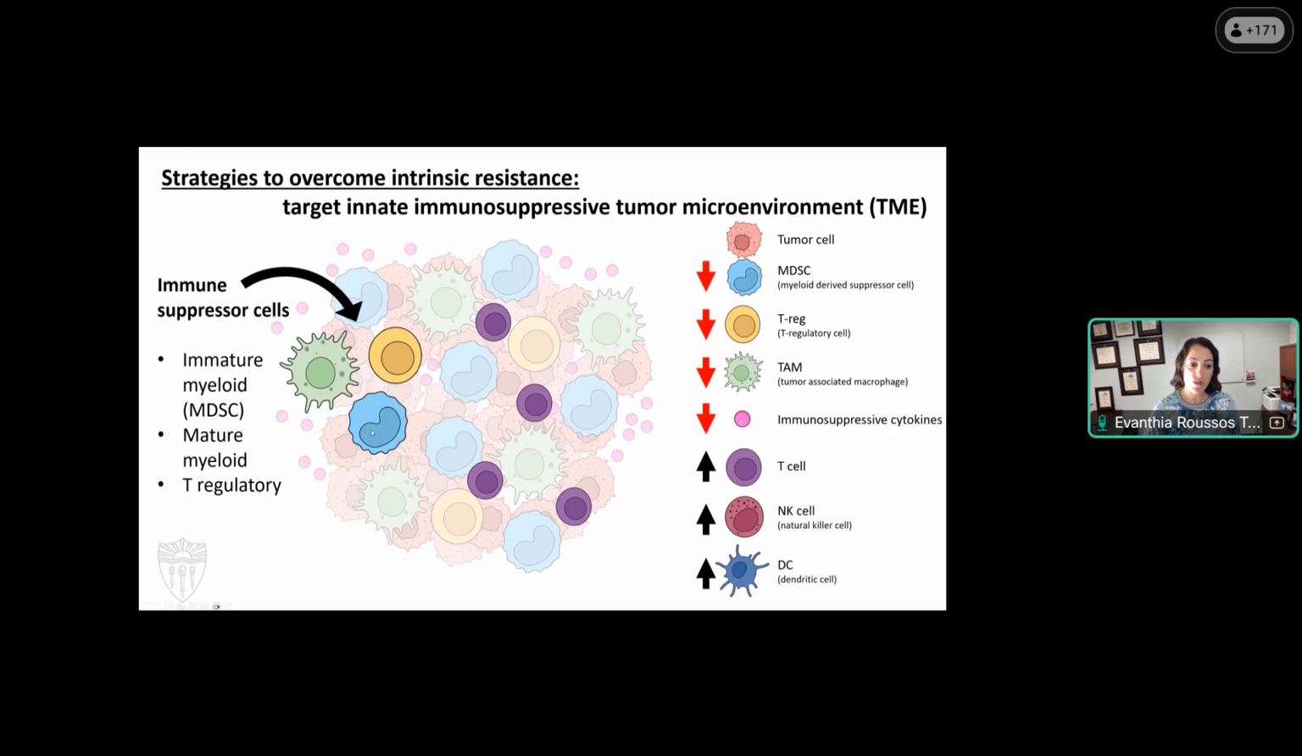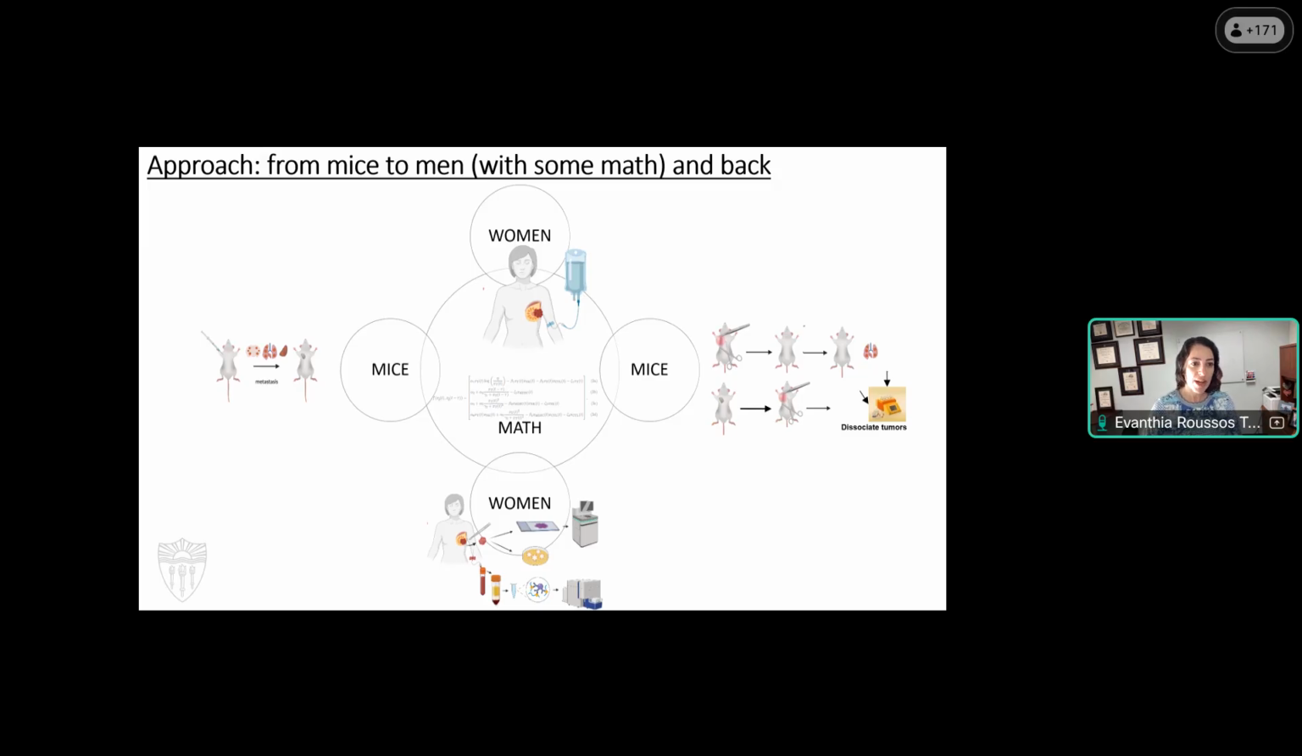If we can find a way to either get rid of these immune suppressor cells or change their function, then perhaps we can get better activation of an anti-tumor T cell response with checkpoint inhibitors, which is one of their main mechanisms of action. So the approach in my lab is from mice to men with some math and back.